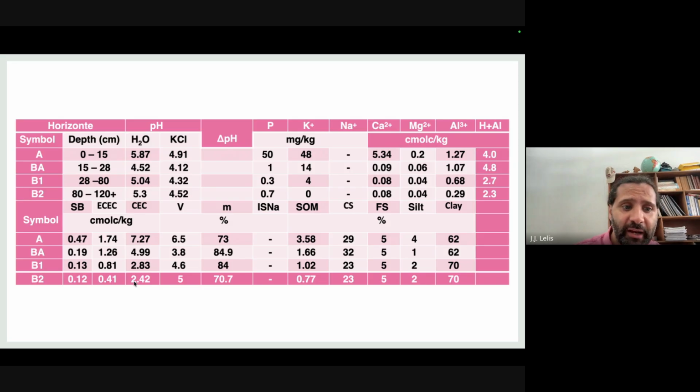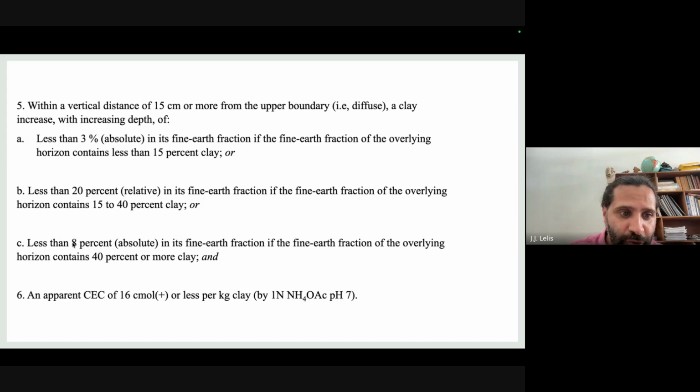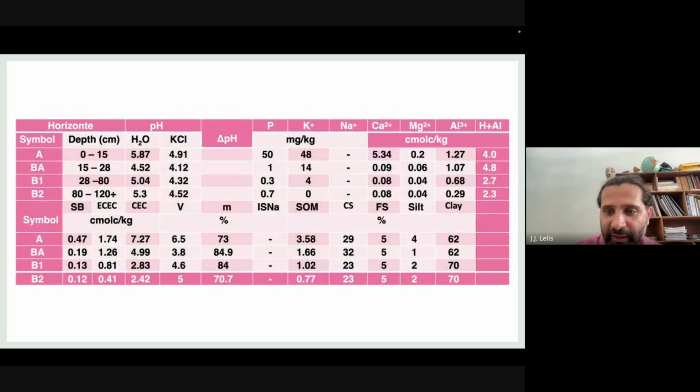I also can check in this case the increase of clay content in some of these horizons. Okay, so when I check here, it fits 8%. So in this case, because of the increase of clay content, I cannot call B1 and B2 oxic horizons, because the increase of clay content should be less than 8%. And here I have an increase of clay content that fits 8%.